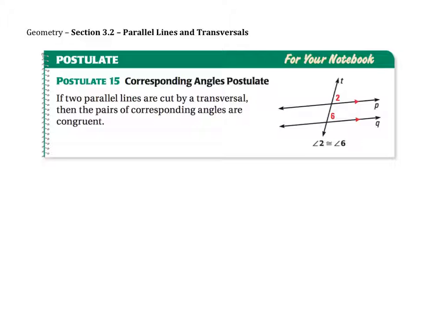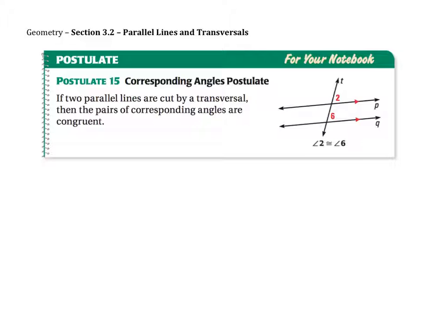We'll start this section with a postulate. Now remember, a postulate is something that we just know is true. It is not anything that we can prove is true. We know it's just true because it has to be true for this world to work like it does. So this is the corresponding angles postulate.